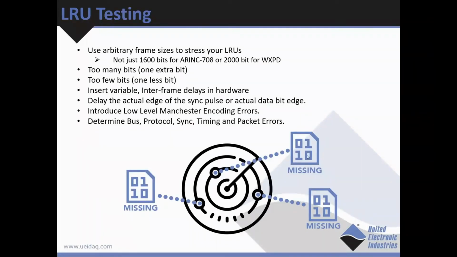As we have mentioned, stress testing a system by injecting errors is critical to the product reliability or the simulation's effectiveness as a real-world trainer. ARINC-708 is no different. You need to be able to change the major attributes at any time. The frame size can be different than the expected defaults of 1600 for 708 and 2000 for WXPD. You can change the timing between frames to see how the LRU behaves when latencies are introduced. You can change the timing of the edge of a bit to be out of specification. You can also change whether a bit starts on the leading or following edge of the pulse. All this helps stress the systems for reliable LRUs.